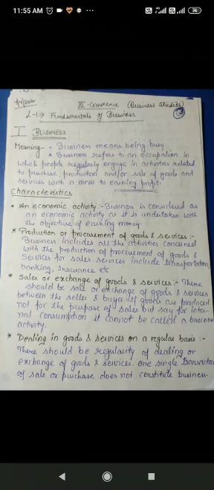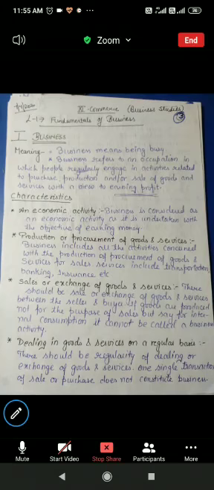Now what are the characteristics or features? First is an economic activity. As we know that business is done for earning a profit, that's why it is known as economic activity. Second is production or procurement of goods and services. Either you are producing goods or you are purchasing goods from others, and services also. So business includes all the activities concerned with the production or procurement of goods and services for sales.